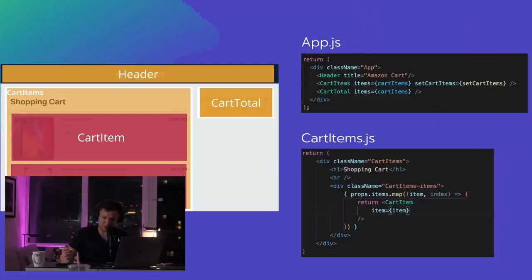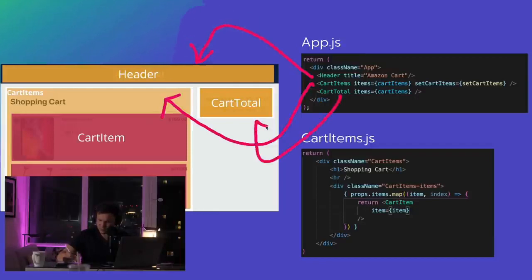Now let's take a look at how it's actually being coded up. If we have this Amazon cart right here, okay? We could have a header, a cart items, and a cart total. And this maps to a few different things. The header maps to this header component. Cart items maps to this component. And the cart total maps to this component. They're simply their own HTML blocks, okay?